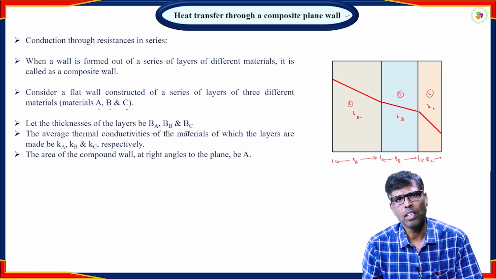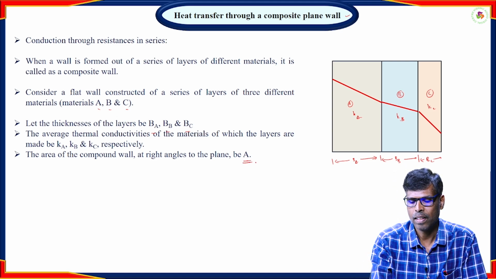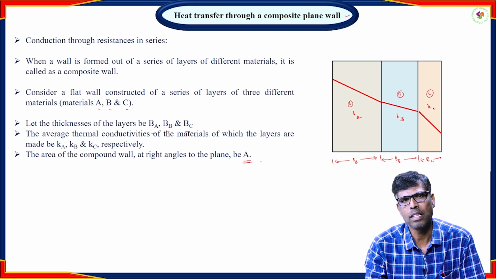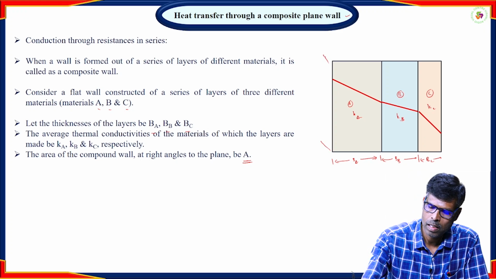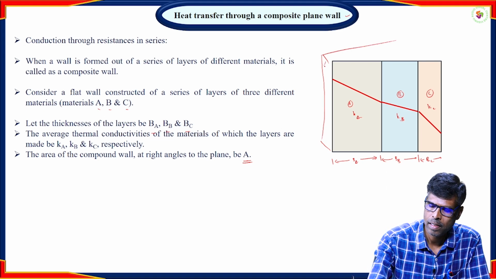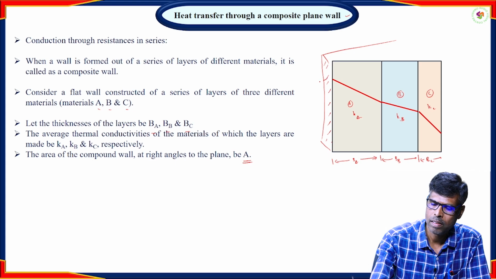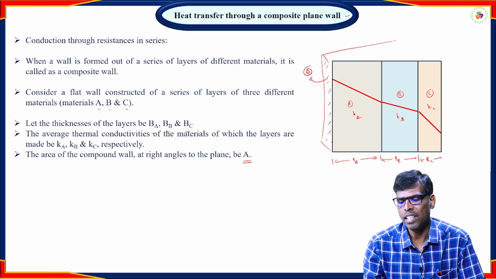The area of the compound wall is taken as A, which is perpendicular to the heat flow. If this is the wall, the area will be taken. This is the surface area of the compound wall, and it is the same at each layer.